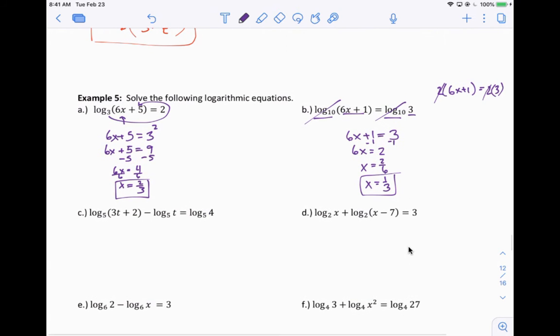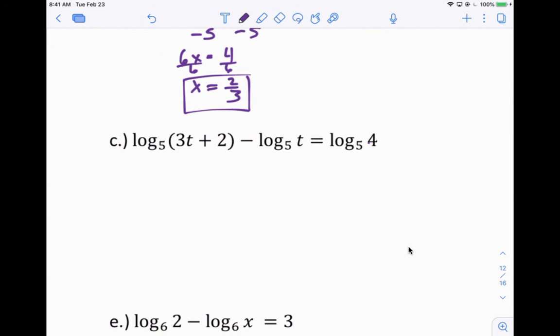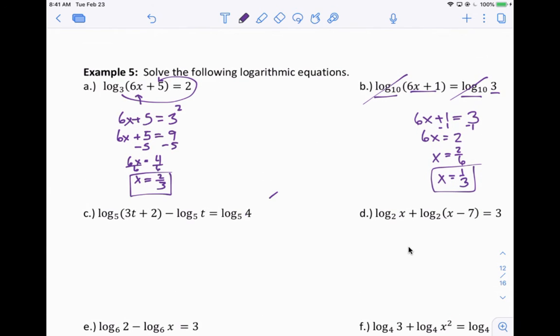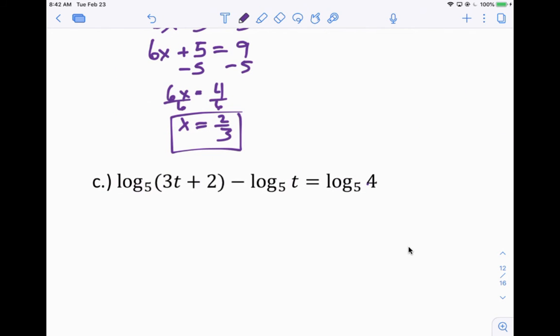All right. Let's look at something similar now. Let's look at this one. This one has 3 logs to it, which is kind of a problem. I cannot just cancel all these out. But if I could force this to look like B, where I had a single log on both sides, then I could cancel this out. So is there a way I could change this left-hand side so that it was a single log?